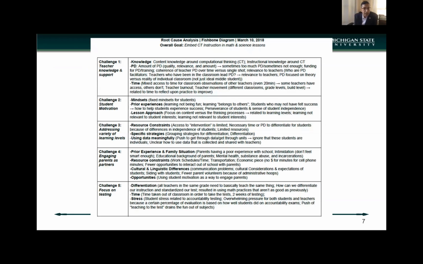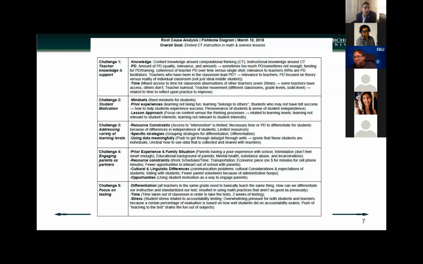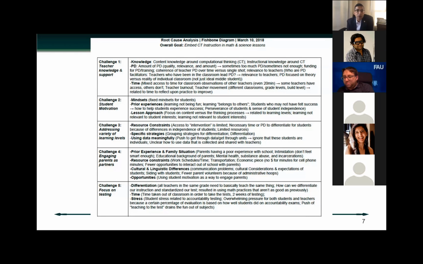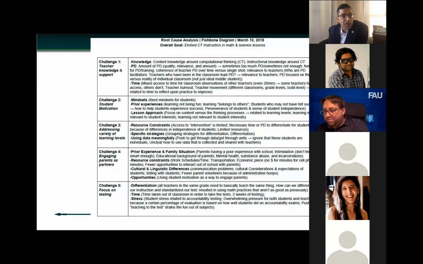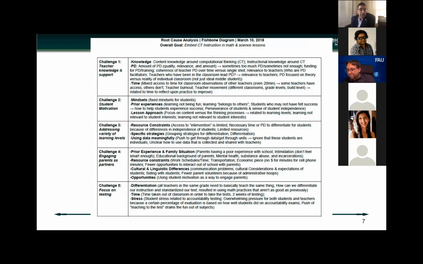So one of the things that we did in this work, we did a root cause analysis where we met for a Saturday to talk to teachers about what are some of the opportunities and challenges that might exist to integrate computational thinking in their classroom. Overall, these 5 challenges emerged from that work. Of course, not surprisingly, teachers wanted knowledge and support to integrate CT into their classrooms. They also talked about how could they motivate students to engage in not only computational practices, but also the focus on math, literacy, and then science.